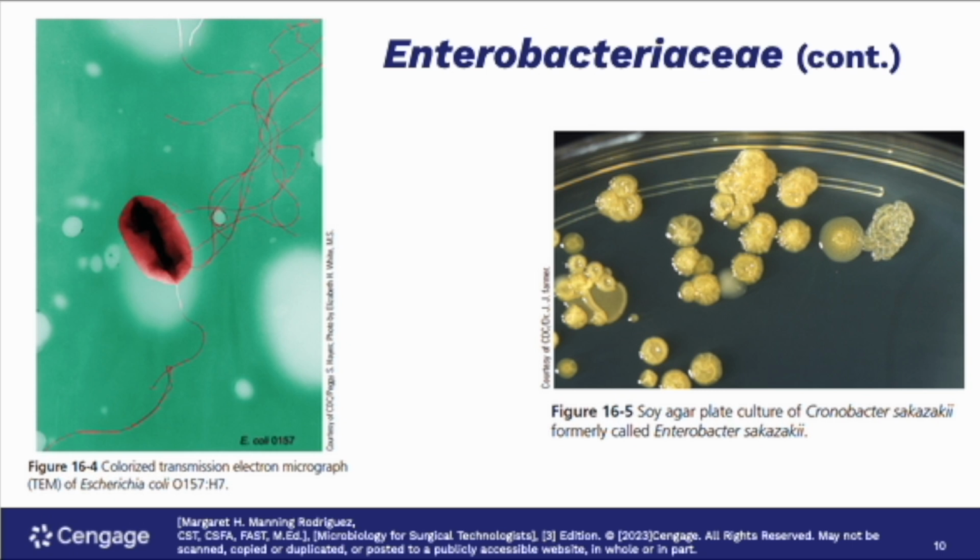Make sure that you really have a good grasp on the 5 pathogenic strains of E. coli, okay? You have enteropathogenic E. coli, EPEC, enterotoxigenic E. coli, ETEC, enterohemorrhagic E. coli, EHEC, enteroaggregative E. coli, EAEC, and enteroinvasive E. coli, EIEC. These strains cause diseases through different mechanisms, often linked to their ability to produce toxins or invade the intestines.